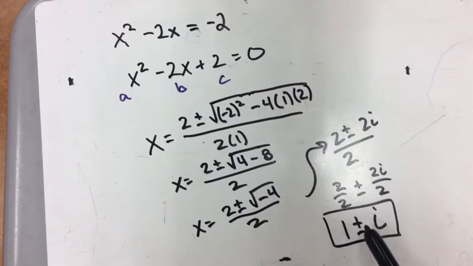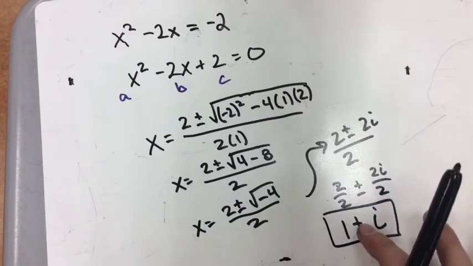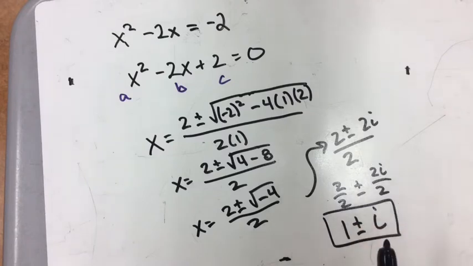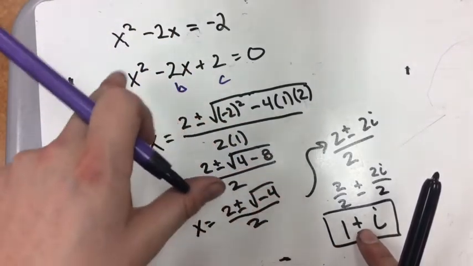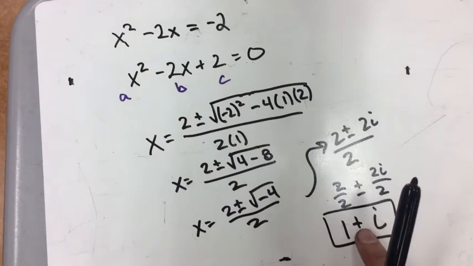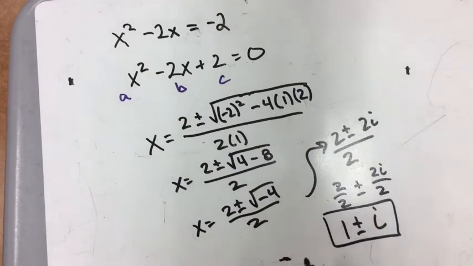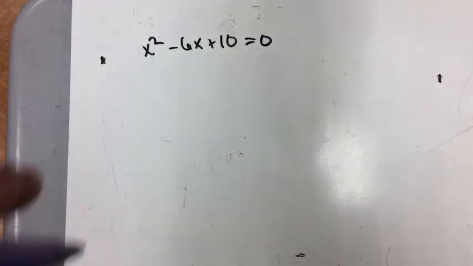Notice that they are conjugates also: 1 plus i and its partner 1 minus i. What's cool about imaginary numbers is if you find one of the roots, say 1 plus i, the other comes for free. If I told you that 1 plus i is a root of this quadratic, then you could immediately tell me that 1 minus i is also a root. All right, let's do one more.